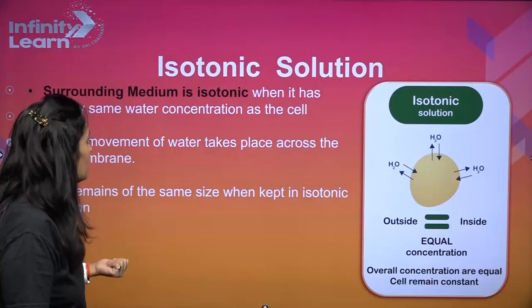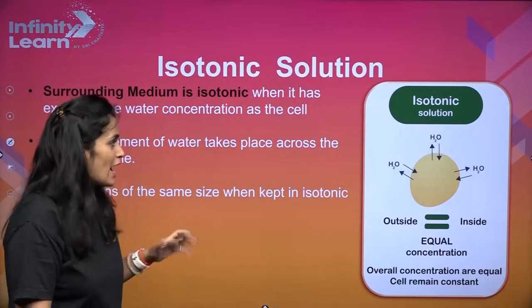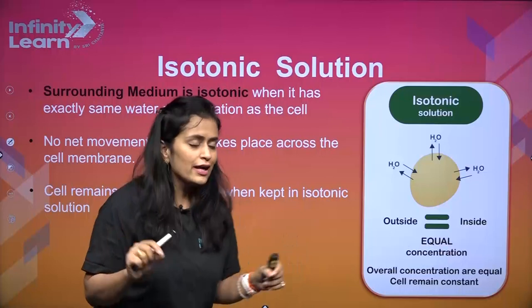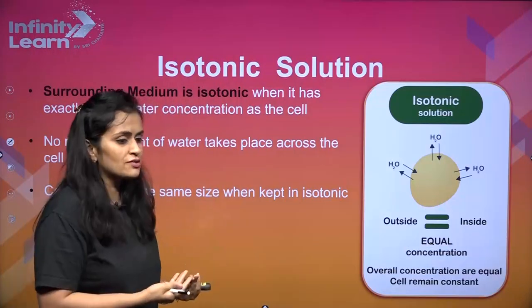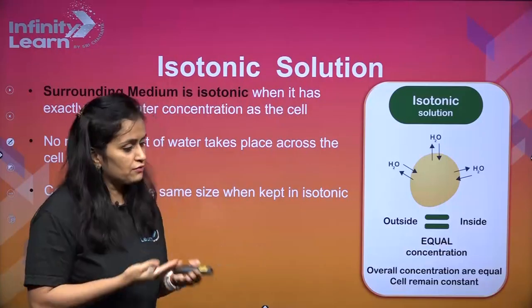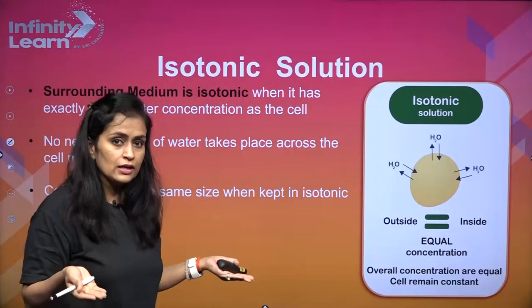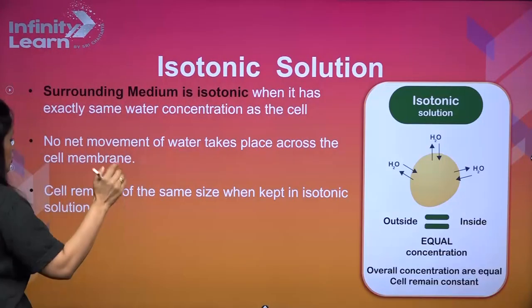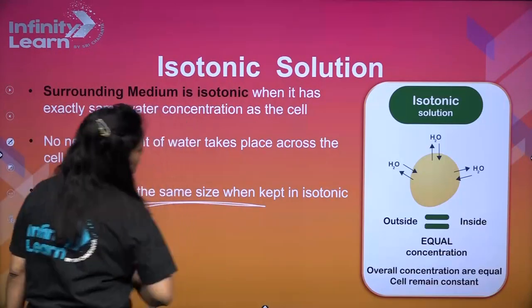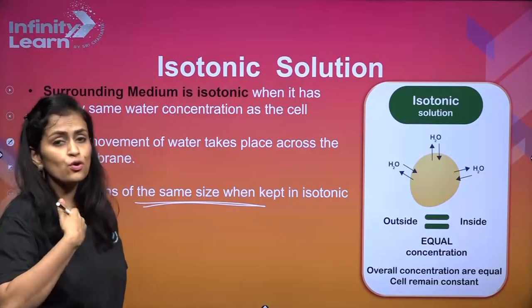Okay, so now the isotonic solution. Iso is equal to, right? So outside and inside the concentration is same. If the concentration is same, there is already equilibrium. And if the equilibrium is there, any need of movement? No movement will happen. So in isotonic, the cell will remain of the same size as there is no movement across the plasma membrane.